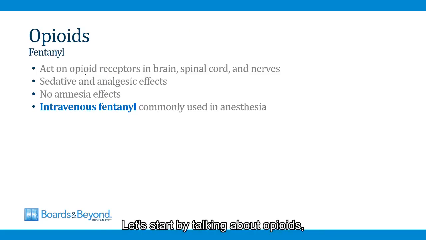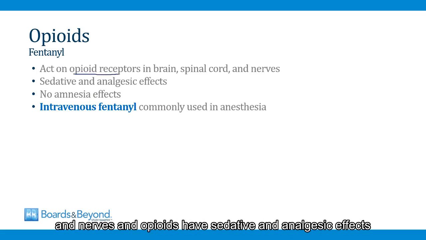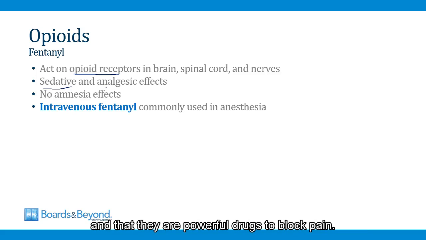Let's start by talking about opioids. Opioids act on opioid receptors, which you can find in the brain, in the spinal cord, and in nerves. And opioids have sedative and analgesic effects. They're sedatives in that they make patients sleepy, and they're analgesics in that they are powerful drugs to block pain.